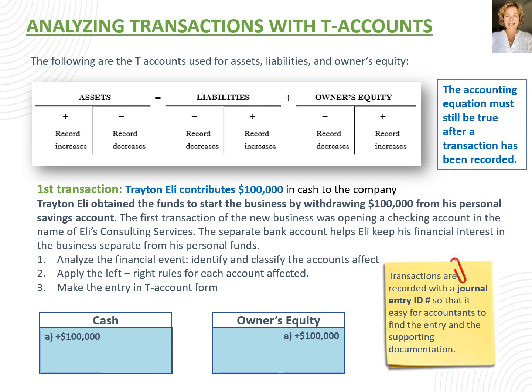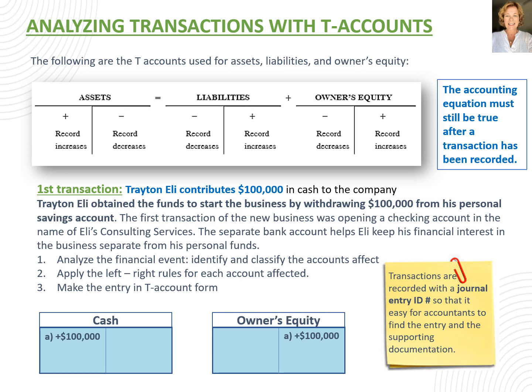In the first transaction, Trayton Eli gave $100,000 from his personal funds to the business. When we analyzed this transaction using the accounting equation in Chapter 2, we said that the business's cash, which is a property or asset of the business, increased, and that the owner's equity also increased by $100,000. So how do we write this transaction using T accounts?